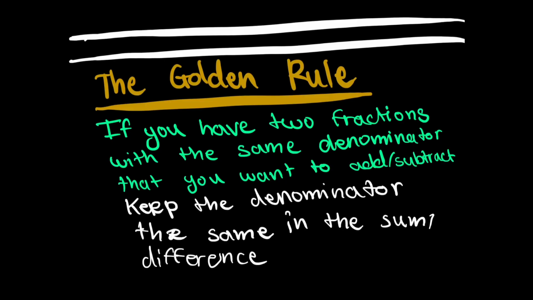I just want to emphasize one more thing that I've already said a lot of times, but is what I call the golden rule of adding and subtracting fractions. So if you have 2 fractions with the same denominator that you want to add or subtract, you keep the denominator the same in the result, like the sum or the difference. This is because in our pizza example, we never changed the original number of slices the pizza came with. We just changed how many we had and how many slices were still in the pizza box.